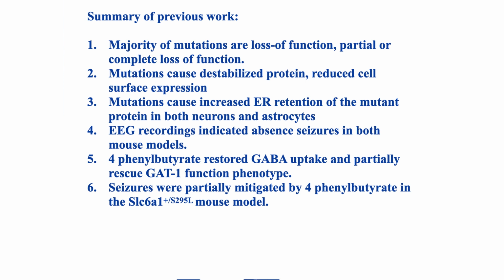These mutations can cause increased ER retention of the mutant protein in both neurons and astrocytes, in both human and mouse cells. And we have done EEG recording. We identified absence seizures in both mouse models, which is consistent with the talks by Vinny and John. We also identified a drug, phenylbutyrate, that can restore GABA uptake, so it at least partially rescues the functionality of GAT1. This is already in clinical trial, and we are very happy for that. In both mouse models, we have identified that the drug can mitigate the seizures and improve neural behavior phenotypes.